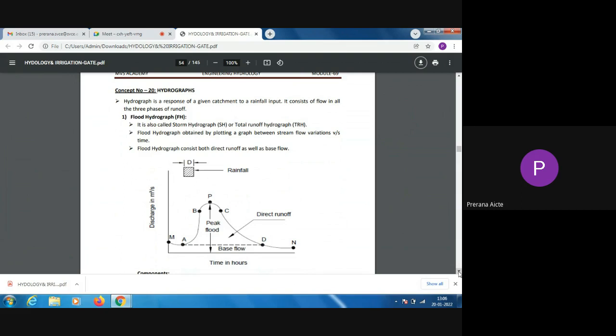In a flood hydrograph, we see the component parts of the hydrograph. If you separate the base flow from the total runoff, you get the direct runoff hydrograph. If you see the graph, discharge versus time, let's say points A and B: point B is the peak flood, and C is the point of inflection. It's a direct runoff. Of course, everything is already studied, but anyhow, please see carefully like this.